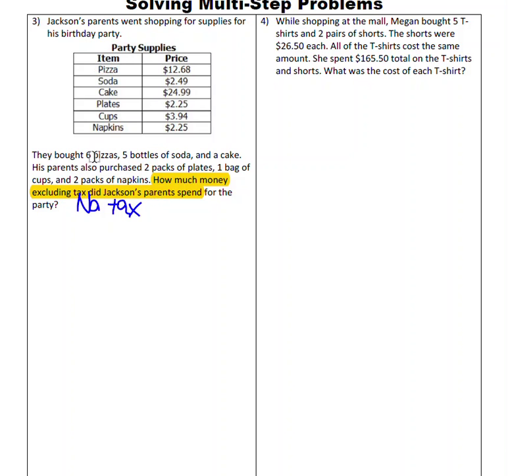So we're going to do 6 pizzas, 5 bottles of soda, and a cake. And then we need 2 packs of plates, 1 bag of cups, and 2 packs of napkins. Okay, so that didn't really help us break down the problem too much, because there's still a lot of information that we had to highlight. So let's start from the top.